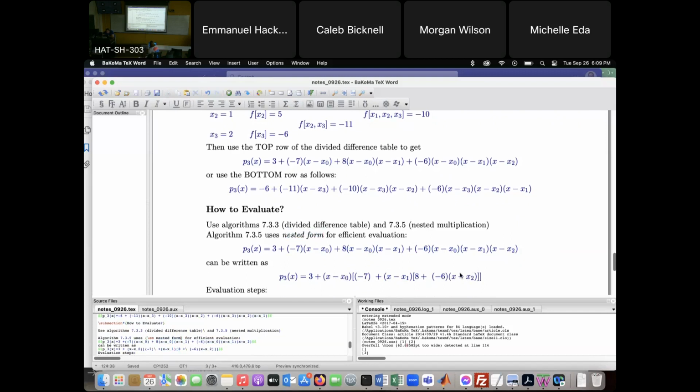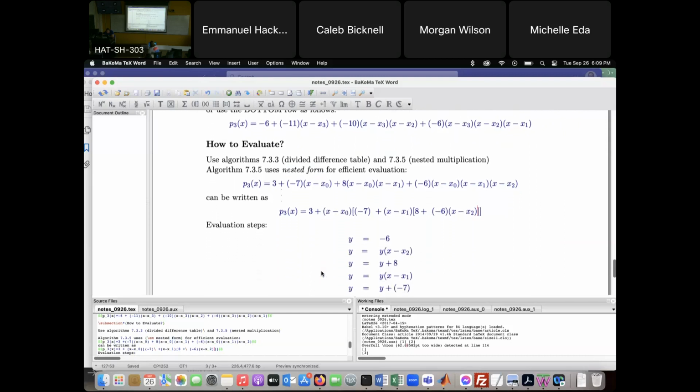So what you do is, first you compute x minus x2, whatever x you have, multiply by minus 6, add an 8, then you multiply all of that by x minus x1, add on minus 7, then multiply all of that by x minus x naught, and then you add on 3. So here's the way you would actually evaluate it.